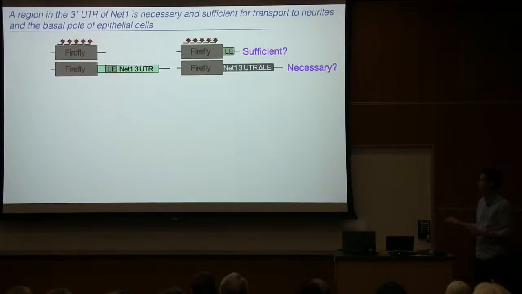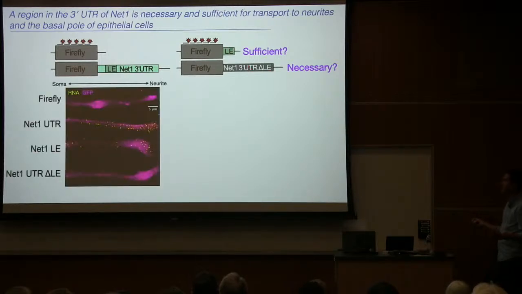So we made 4 constructs: just our blank reporter, one where we put the entire 3' UTR from Net1, one where we just put the localization element that we identified from the MPRA to ask if this element is sufficient, and then one where we took the 3' UTR without this element to ask if the element's necessary. And so this is more or less the same as the neuronal data.